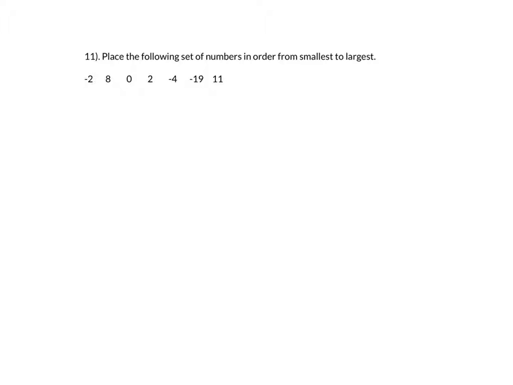Problem number 11, you are asked to take 7 numbers and put them in order from the smallest to the greatest. So the smallest numbers are going to be the negative numbers, obviously first. So it's going to be negative 19, negative 4, and negative 2. Then I have a 0, and then I'm going to take a look at the positive numbers. As far as the positive numbers go, I have a 2, an 8, and an 11. So those are the numbers in order from smallest to greatest.